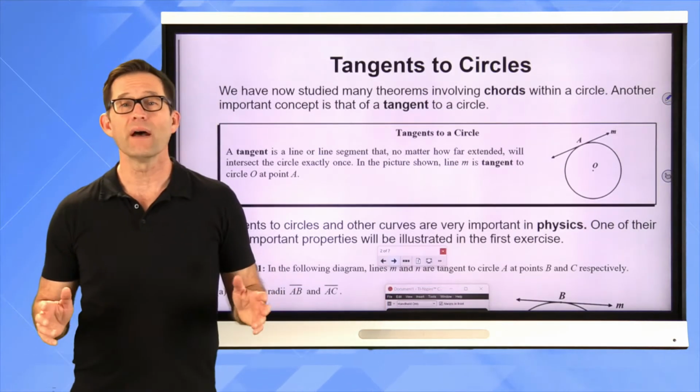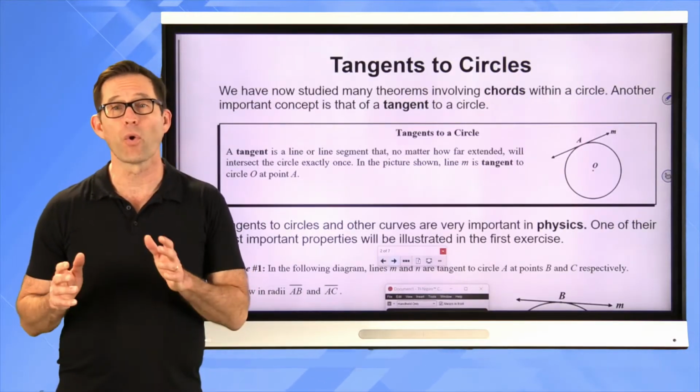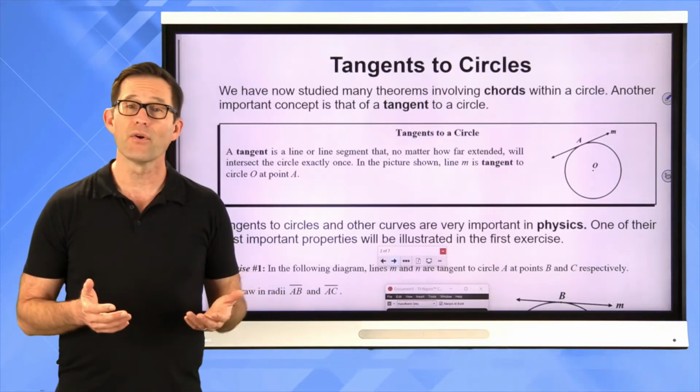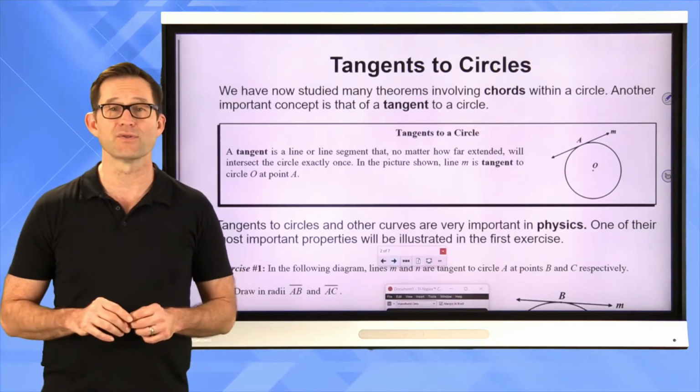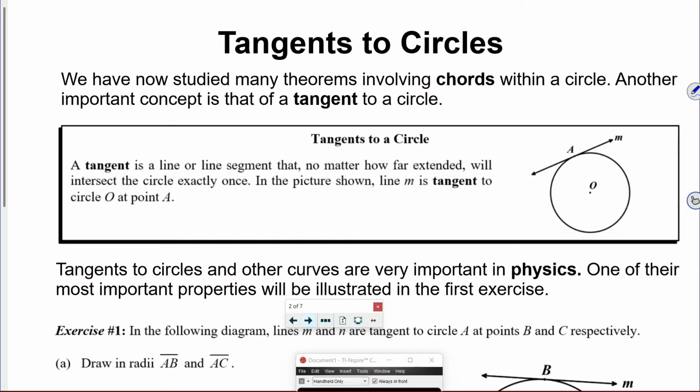All right. We've now studied many theorems involving chords within a circle. Another important concept is that of a tangent to a circle. So let's take a look at what a tangent is. A tangent is a line or line segment that, no matter how far extended, will intersect the circle exactly once. In the picture shown, line M is tangent to circle O at point A.